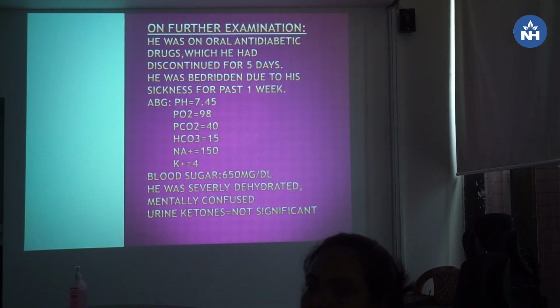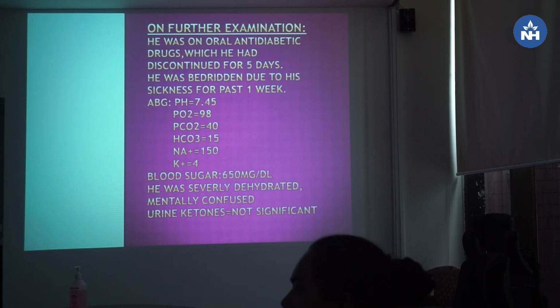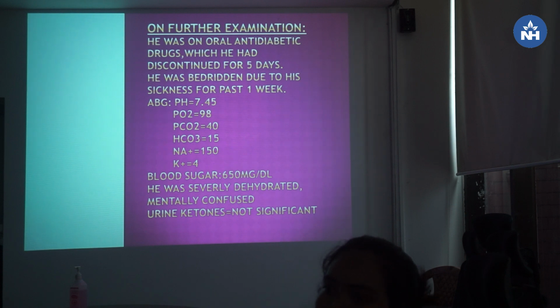Corrected sodium, so 1.65 sodium correction is per 100 milligram per deciliter glucose. Sorry, it will decrease. So corrected sodium has to be calculated. Here it is much higher, it should ideally be somewhere around 120, here it is 150. What does that signify? Dehydration, severe dehydration.